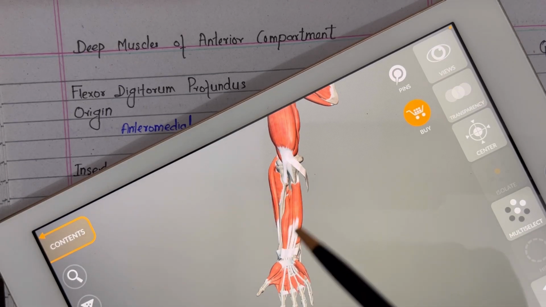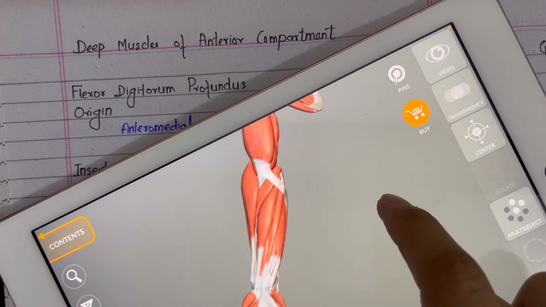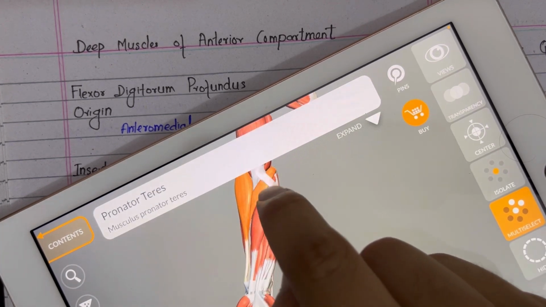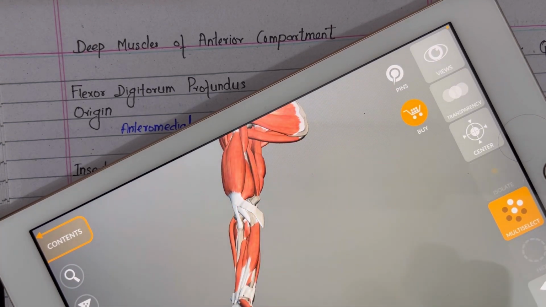Now student, we have discussed the muscles of the superficial layer and the muscles of the intermediate layer of the forearm region. Now we will discuss the deep muscles of the anterior compartment of the forearm. We will remove the superficial muscle and the intermediate muscles of the anterior compartment of the forearm.